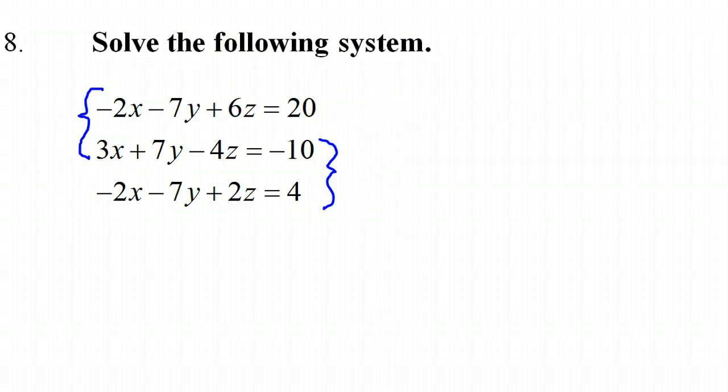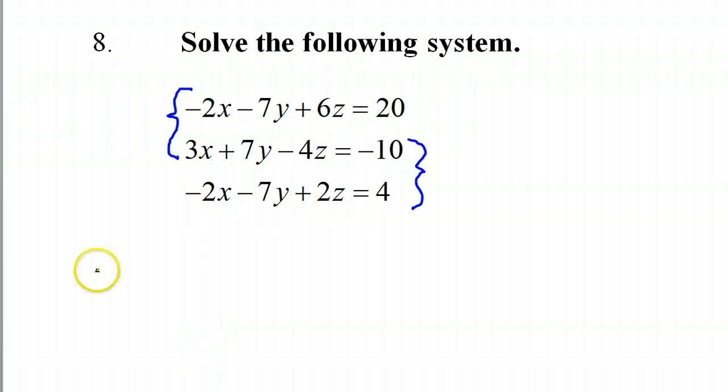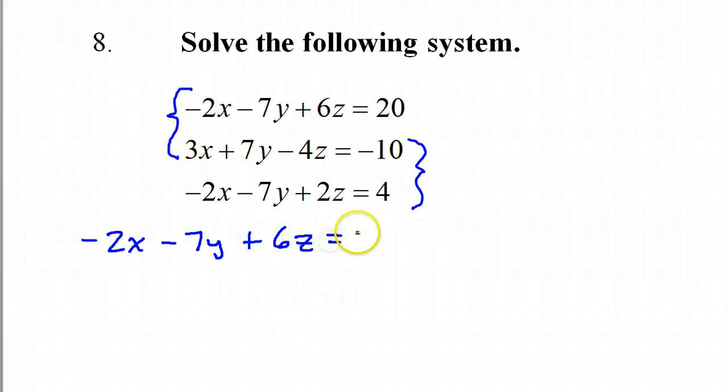Alright, so let's play these. I like to rewrite it just so it's super clear what I'm doing. Alright, so the top 2 equations look like this. We have our negative 2x minus 7y plus 6z equals 20.